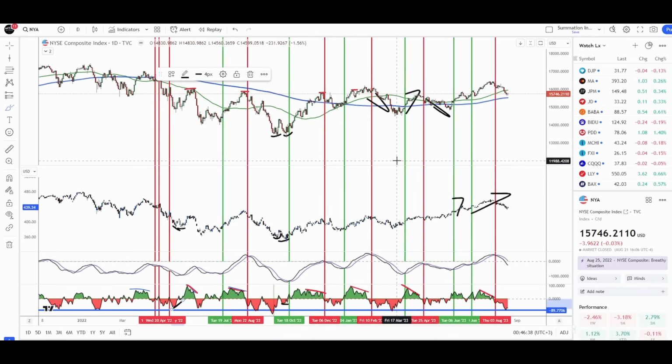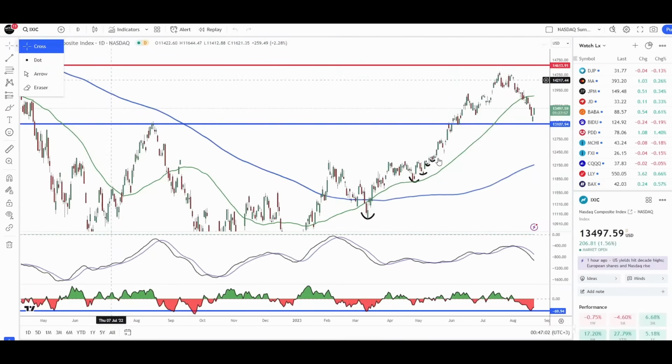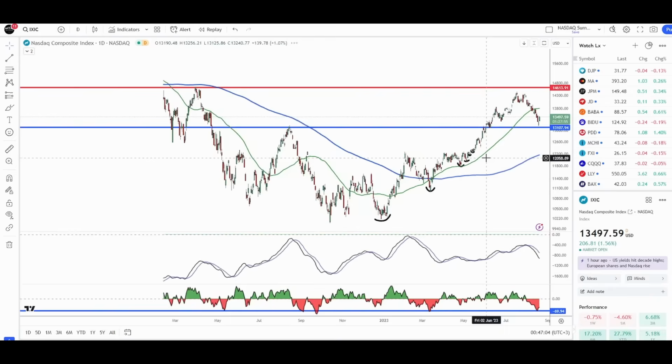So I'll update you guys whenever we see either a bullish divergence on the oscillator or we're getting closer to a bullish cross. Both of these are bullish signals, bullish reversal signals, and often, guys, the summation index will set the trend. Okay. Here is the NASDAQ summation index, exact same thing, guys.